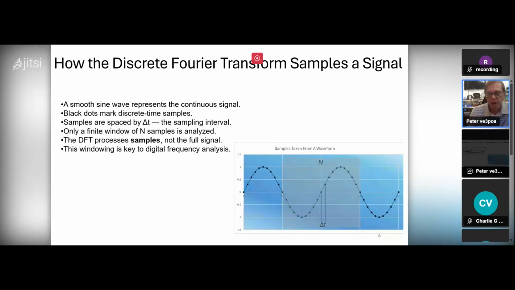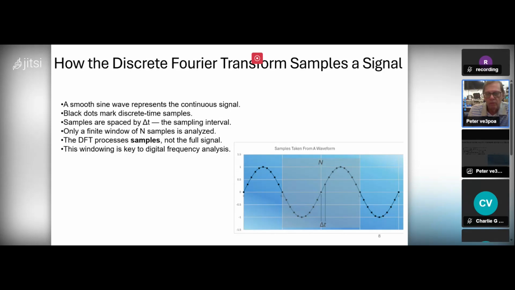The smooth line here represents a sine wave that we're analyzing. You'll notice the black dots sitting on the sine wave. These represent the sample values taken at specific, evenly spaced points in time. This is how we digitize the signal for a computer to process. We're converting an infinite signal into a finite sequence of data points. The spacing between these dots is labeled delta t. This is called the sampling interval, or the time between each sample. The smaller the interval, the more data we collect per second, which affects how accurately we can represent the original wave.